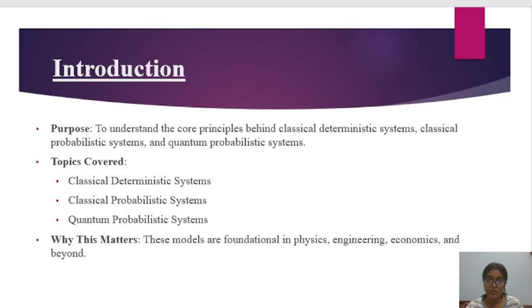Let's start with an overview of what we will be covering today. We will focus on three key system types. The first one is classical deterministic systems, where the future is completely predictable based on initial conditions. Then comes classical probabilistic systems, where the future is not fully predictable and randomness comes into play.